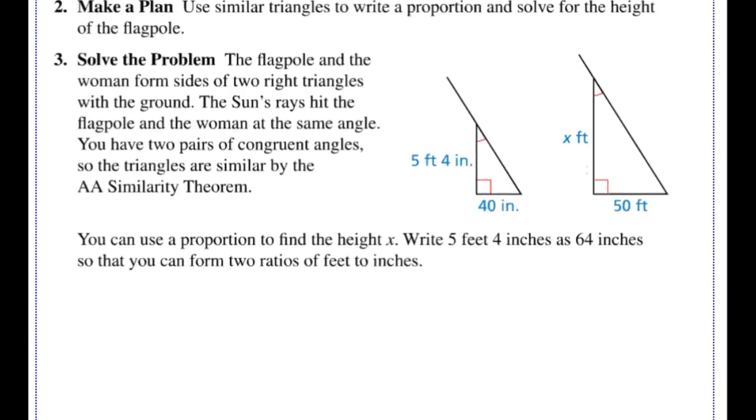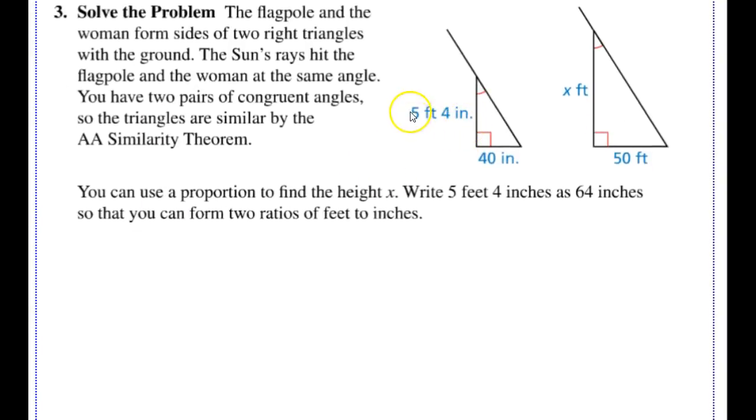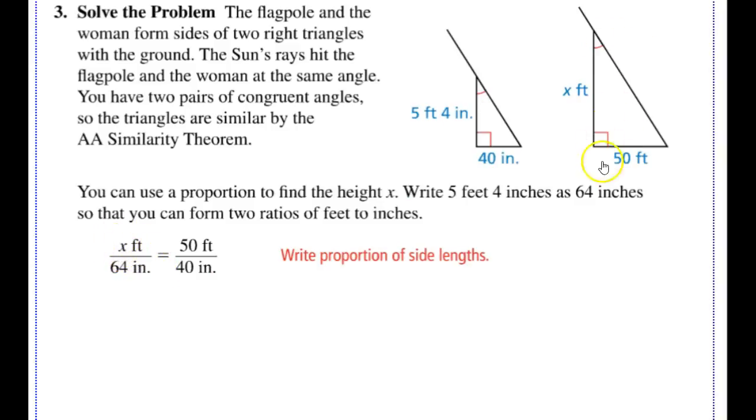So now I use my proportion. I don't want to deal with feet and inches. When I'm given feet and inches, I just want to deal with inches. So I'm going to rewrite this 5 feet 4 inches as 64 inches so that I can use my different ratios, right? So I've got my x feet, the height in feet, over 64 inches, it's the same side of those triangles, equals 50 feet, which is the length of the shadow, over 40 inches, right? I just wrote my proportion in my similar triangles. If I really wanted to convert all of these to inches first and then convert them back to feet, I could. Or I can just leave the large triangle in feet and the small triangle in inches. It works the same way.